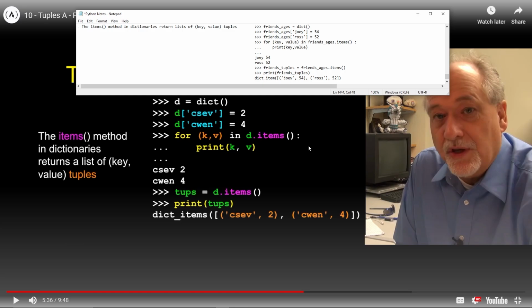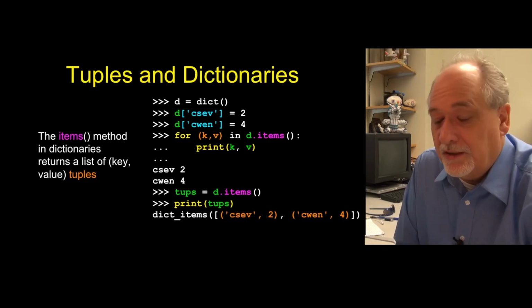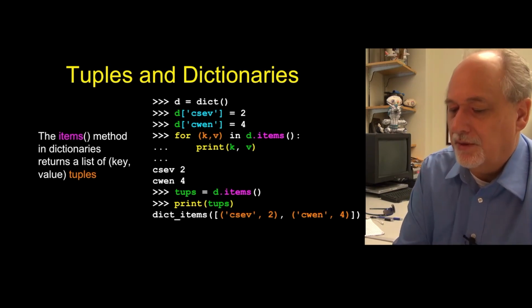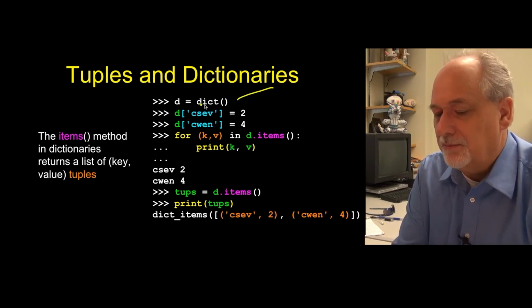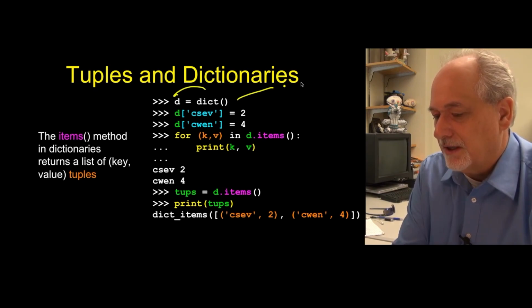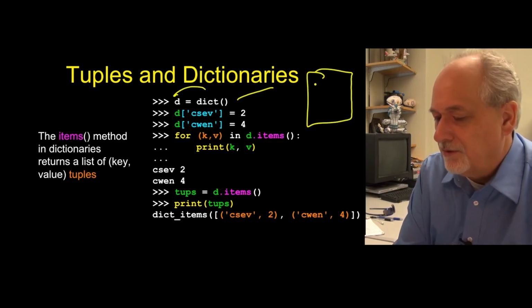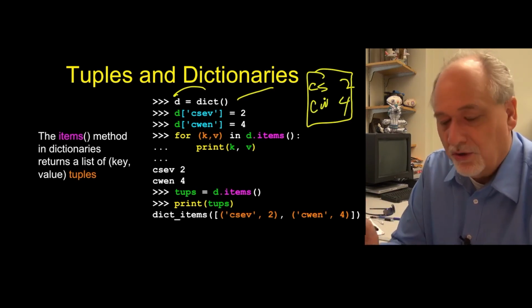Okay. Makes sense. Let's watch him talk about it. Tuples are also related to dictionaries, as we've seen in the previous chapter. So here we make a little dictionary. We make an empty dictionary, stick it in D. So D is sort of like this place that can hold key-value pairs. And we put CSEV, and there's a 2 in there, and Chen Wen, and there's a 4 in there. So we have this associative mapping between CSEV and 2 and Chen Wen and 4, all stuff we know.